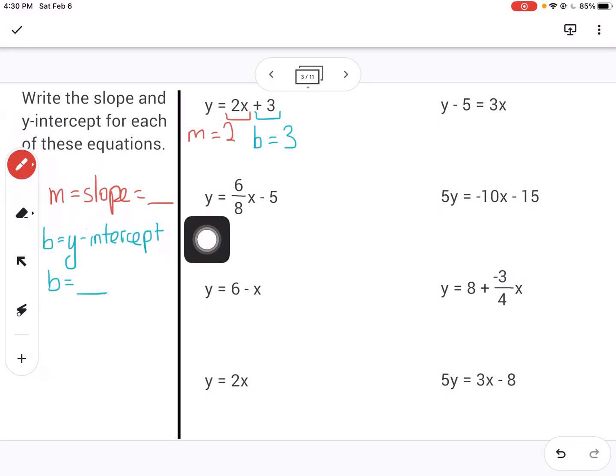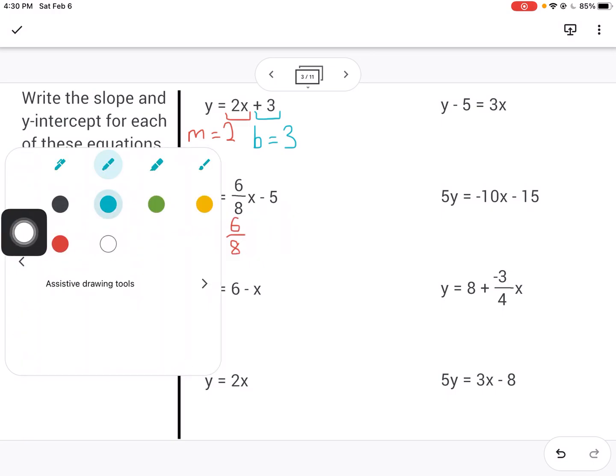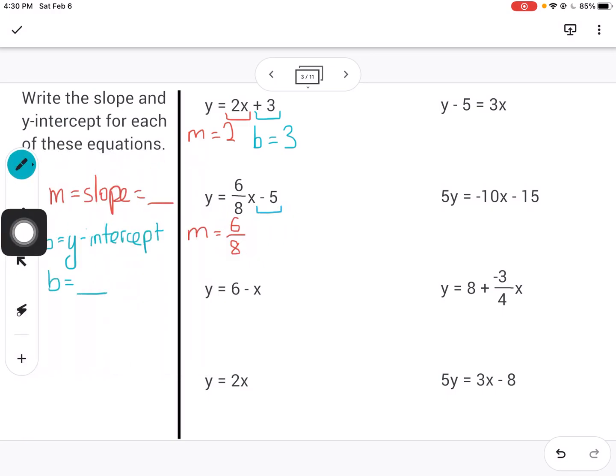We can do the same thing for the next one. Y is by itself. We have 6/8 times x, that means m equals 6 over 8. And negative 5 is by itself, so that means our b is negative 5.